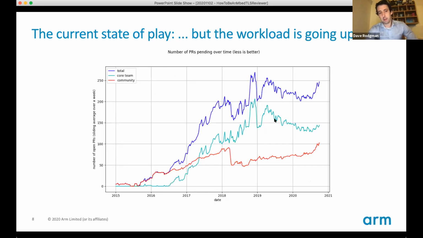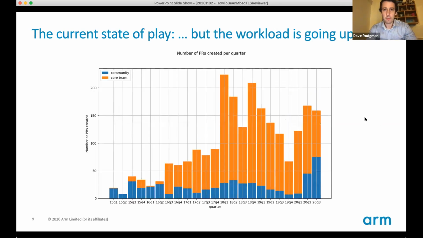However, the flip side of that is that the workload of handling all these incoming PRs is going up, which is positive because the community is getting involved. We're getting PRs in from outside, but that's more stuff for us to respond to and review. And that's a similar view of the number of PRs, showing the number of PRs created per quarter. So it's starting to pick up again, getting close to the peak.